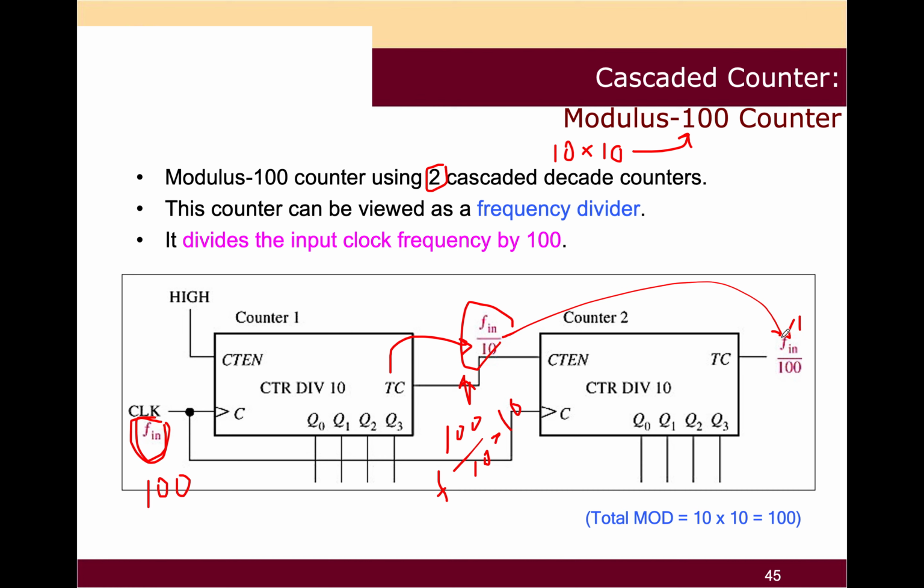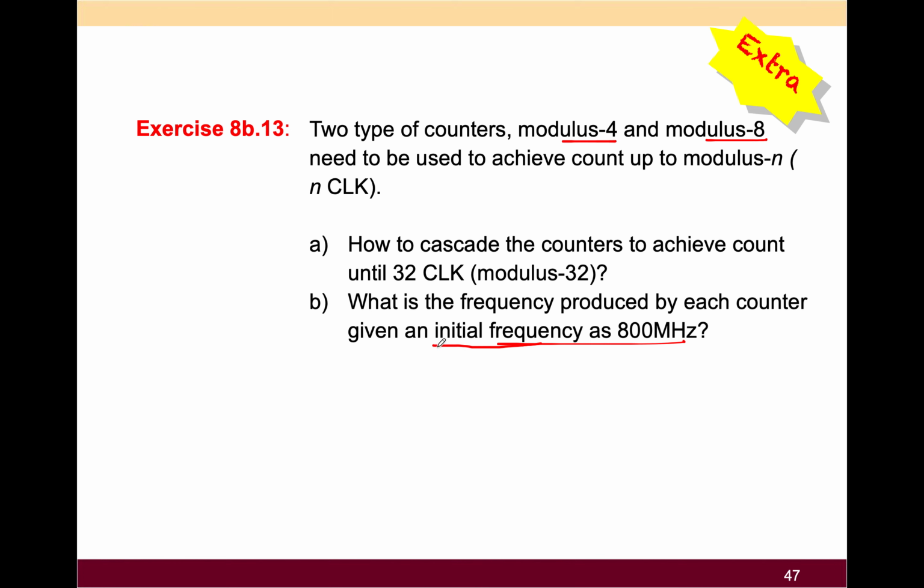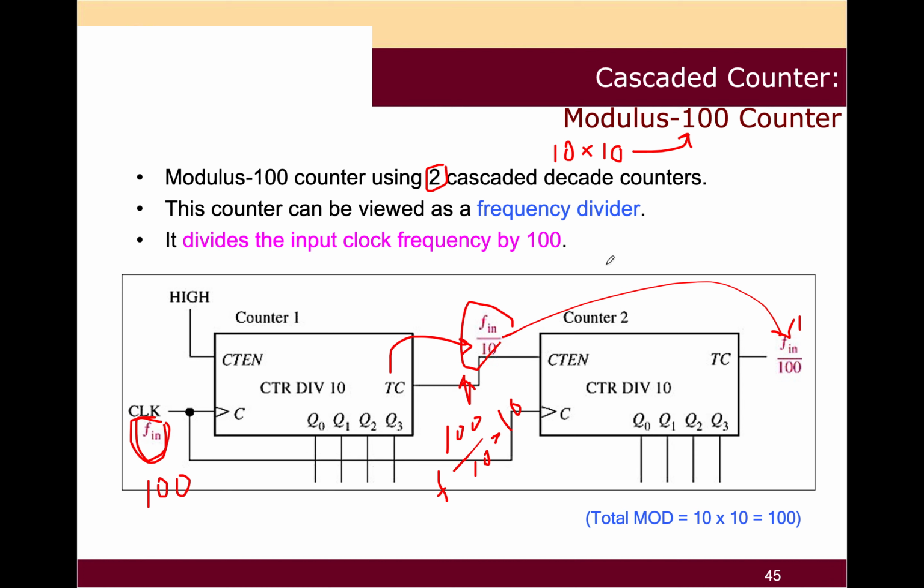So over here at the end, similar to the equation, what is the frequency produced, which is the output or the end produced output. Over here you will get 100 divided by 100, then you get the produced frequency. So you can see this counter can be viewed as a frequency divider. This is what the meaning is, and it divides the input clock frequency by 100.